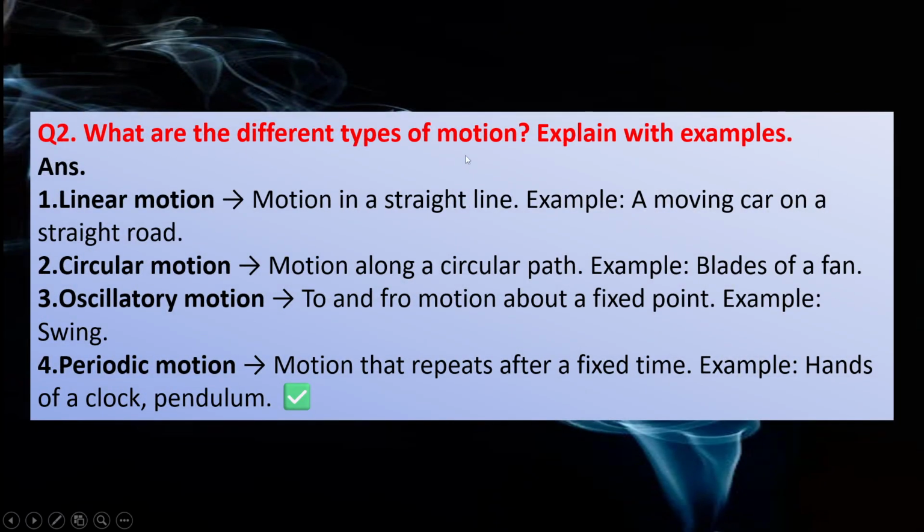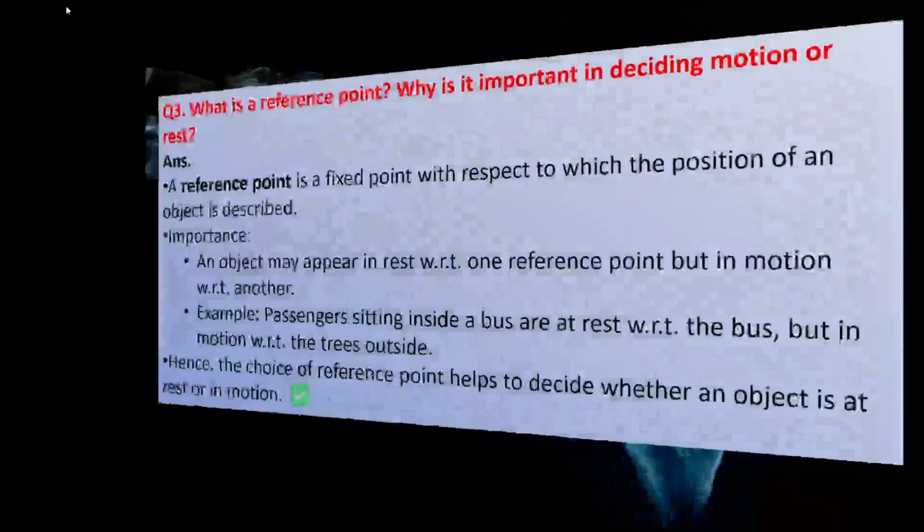Question number 2. What are different types of motion? Explain with examples. Answer: 1. Linear motion, motion in a straight line. Example: a moving car on a straight road. 2. Circular motion, motion along a circular path. Example: blades of a fan. 3. Oscillatory motion, to and fro motion about a fixed point. Example: swing. 4. Periodic motion, motion that repeats after a fixed time. Example: hands of a clock, pendulum.